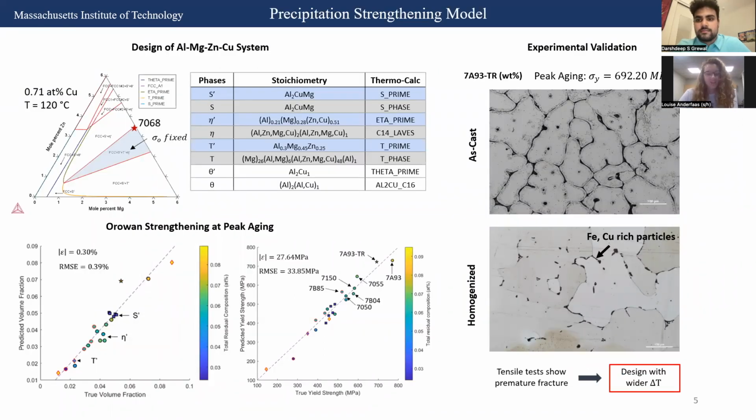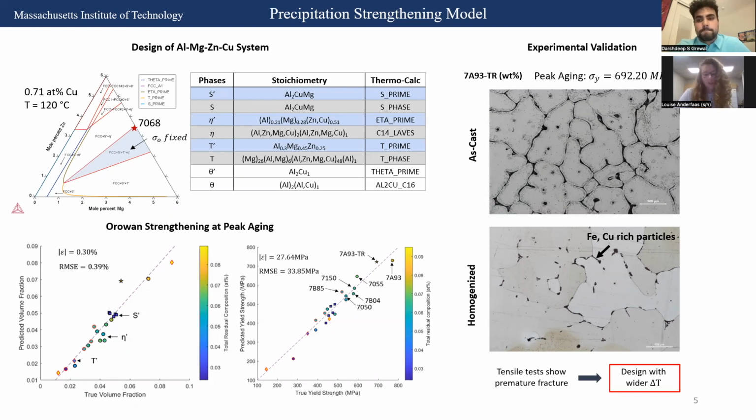So for our design, we focus on this blue region over here in the phase diagram. And this is going to be where eta prime, S prime, and T prime all will co-precipitate. And the advantage of designing within this blue region is that our solid solution strengthening portion is going to be fixed. And so it'll only matter to optimize our precipitation strengthening component.